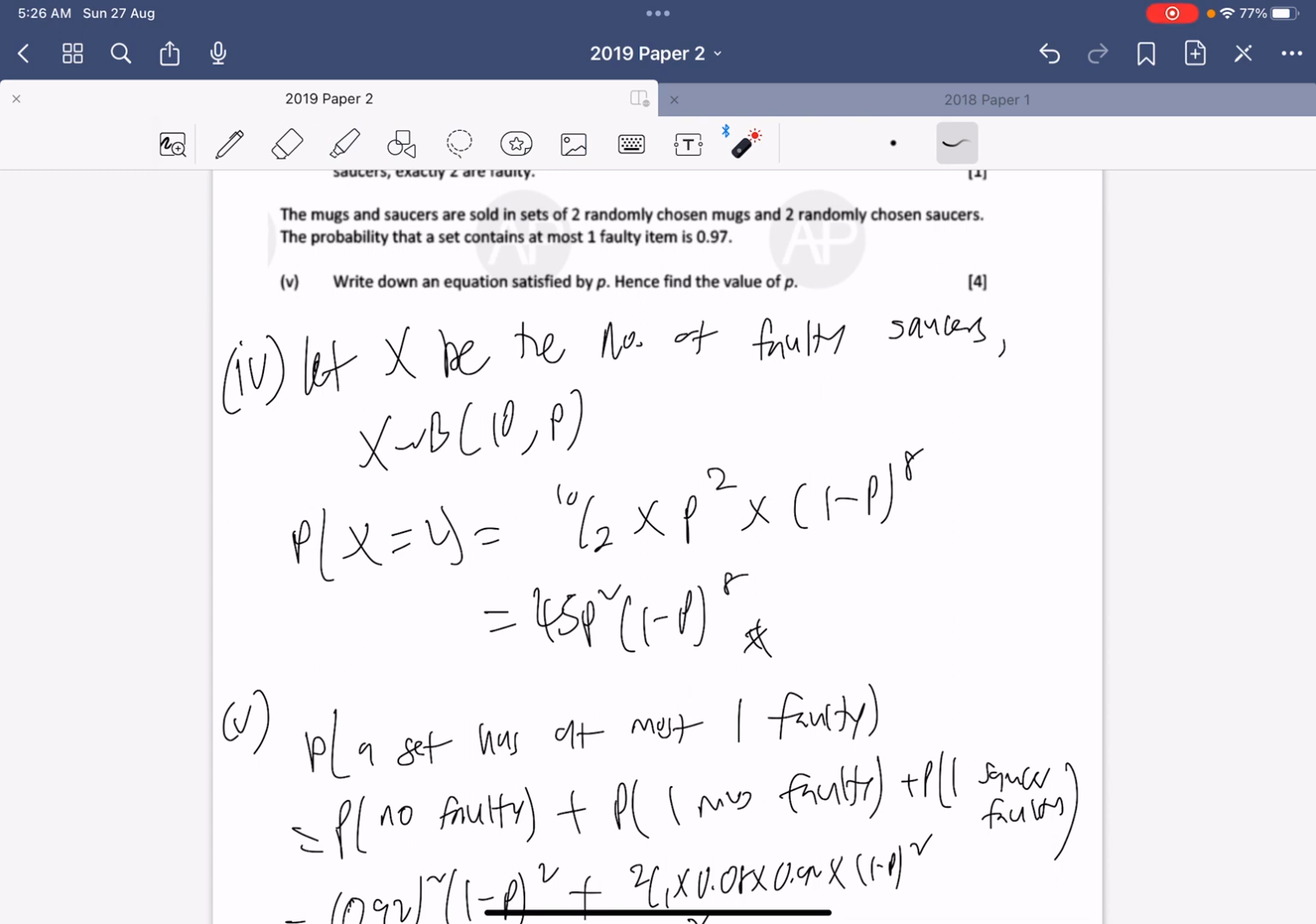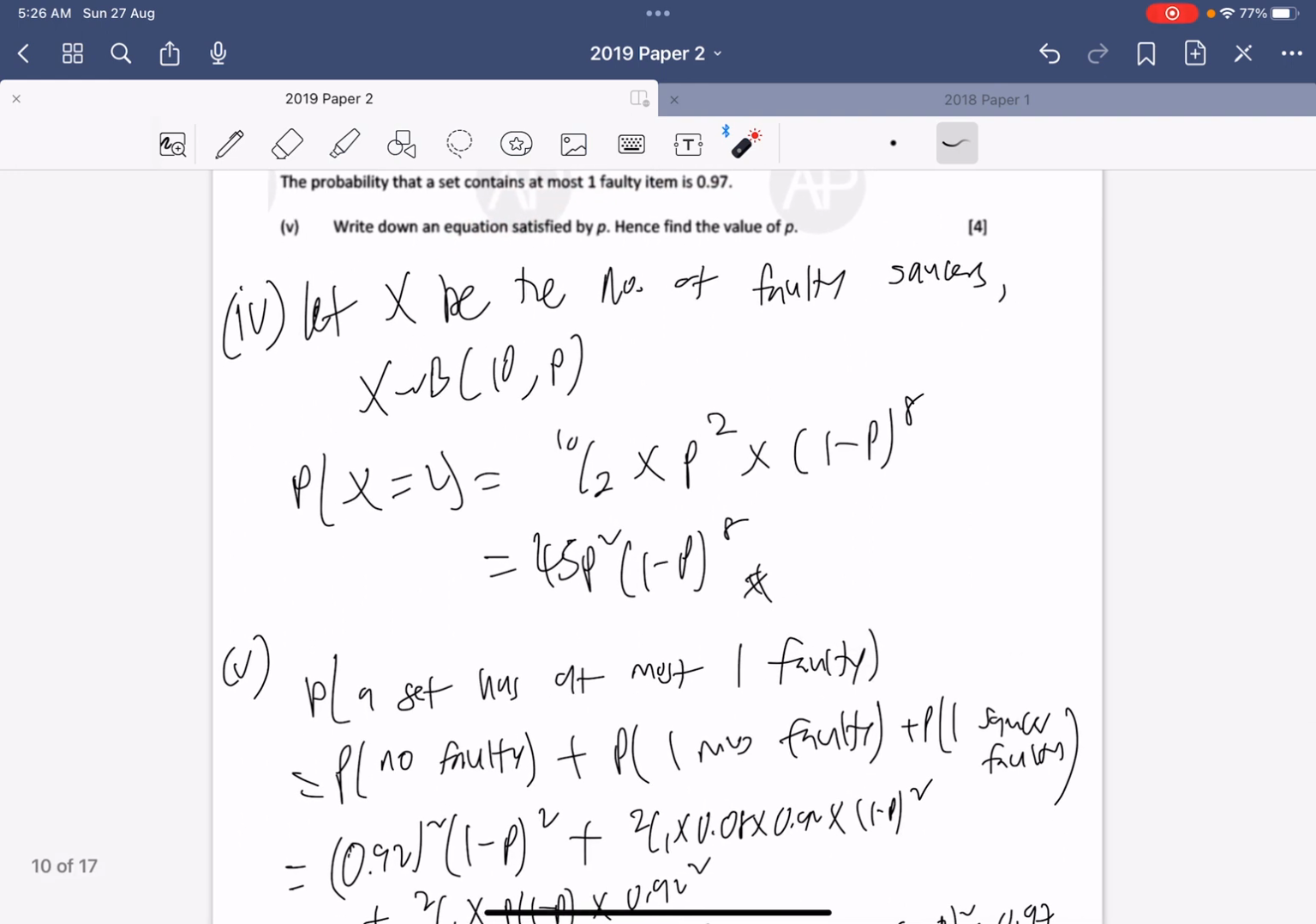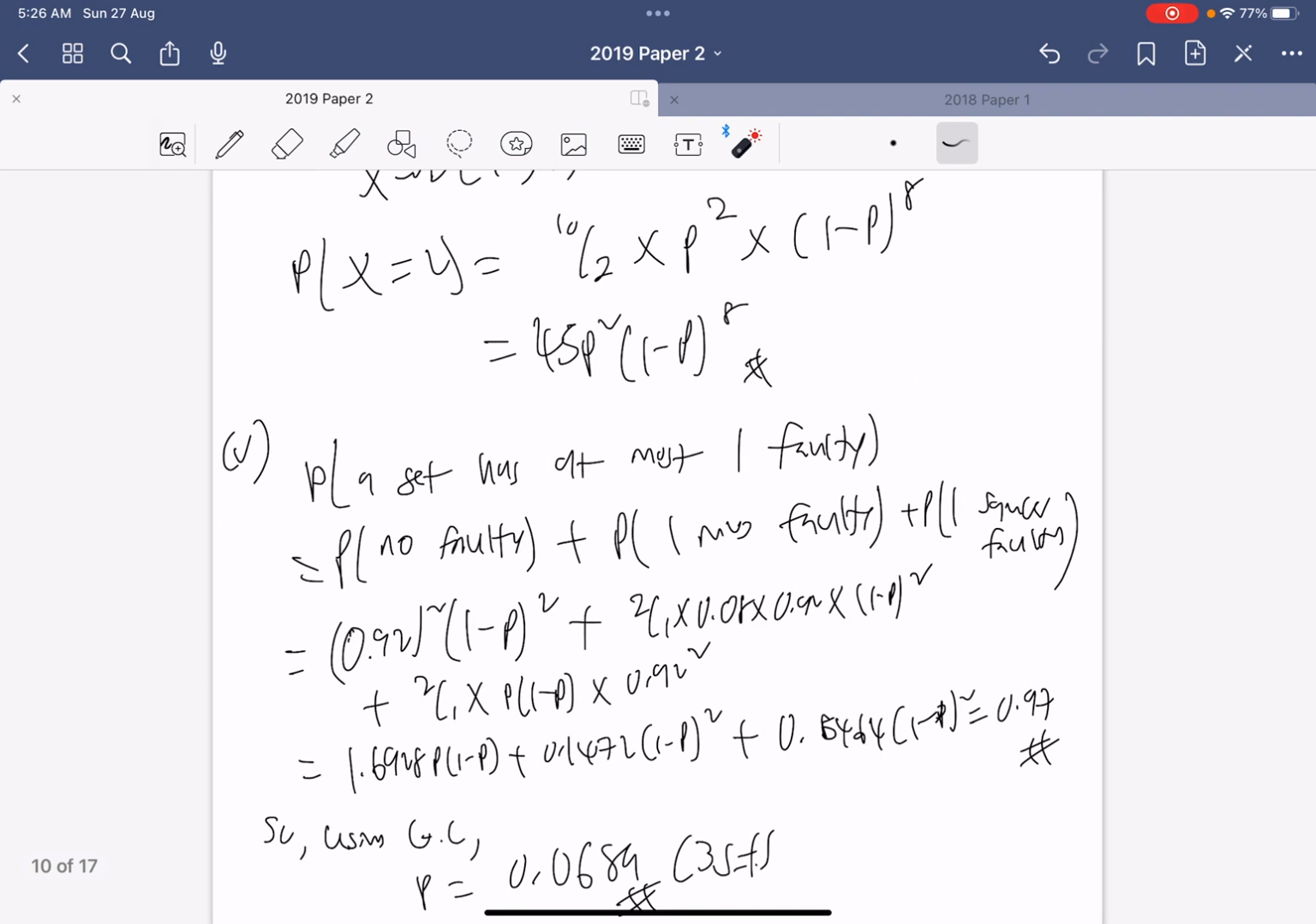As for the last part, it now gives you more information that the mugs and saucers are sold in sets of 2 randomly chosen mugs and 2 randomly chosen saucers. We want the probability that the set contains at most 1 faulty item to be 0.97. So for at most one faulty item, it's either you have no faulty, one mug faulty, or one saucer faulty. So to have no faulty, it's just 0.92 squared times (1 minus p) squared.